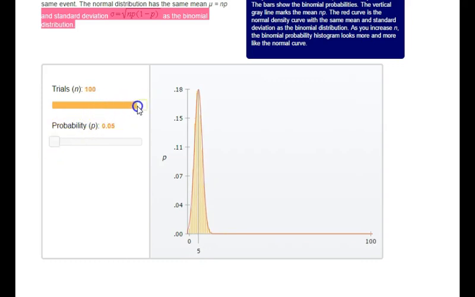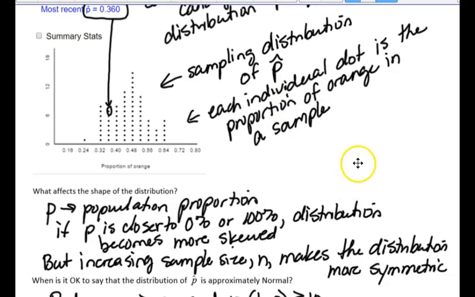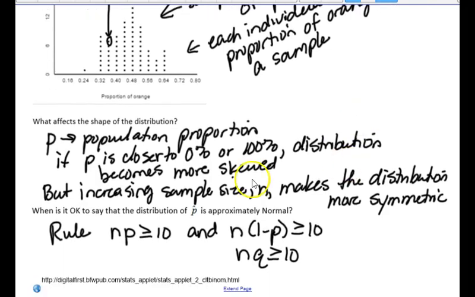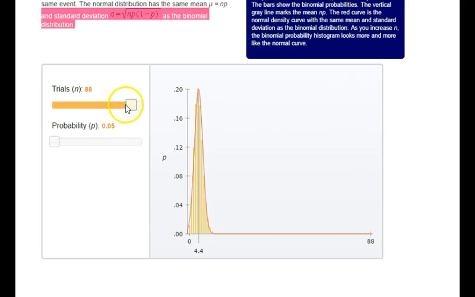It turns out there is a rule of thumb for this. First of all, what affects the shape of the distribution? The population proportion. If p is closer to 0% or 100%, the distribution becomes more skewed, but increasing the sample size n makes the distribution more symmetric. The rule is that if np, the sample size times the population proportion, is greater than or equal to 10, and n times 1 minus p is also greater than or equal to 10, then we can say the distribution is approximately normal.